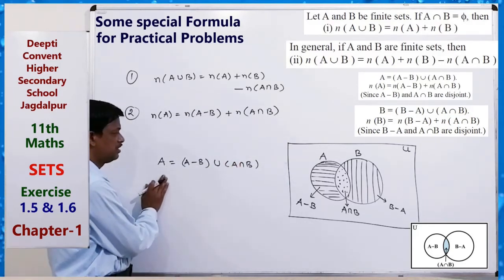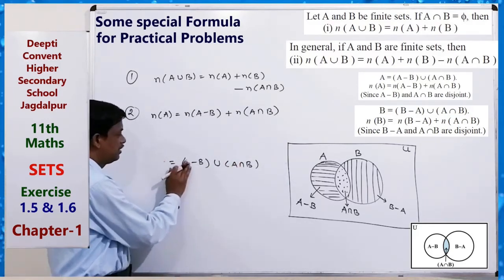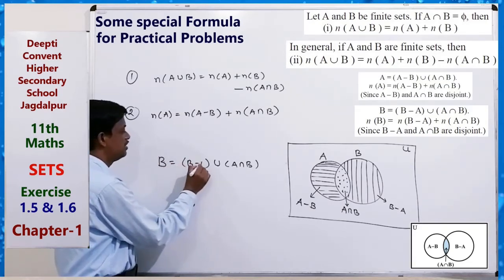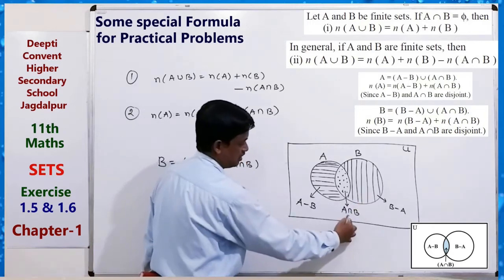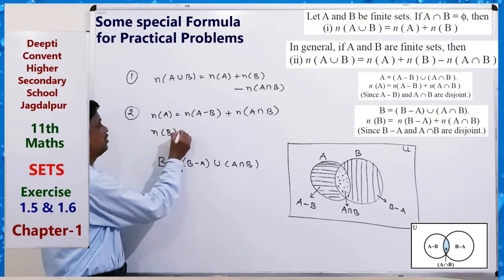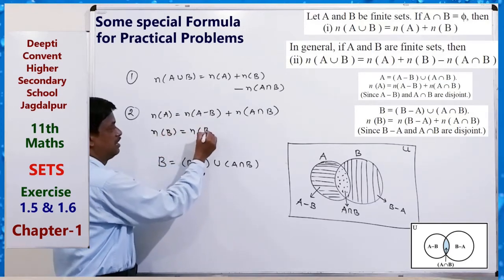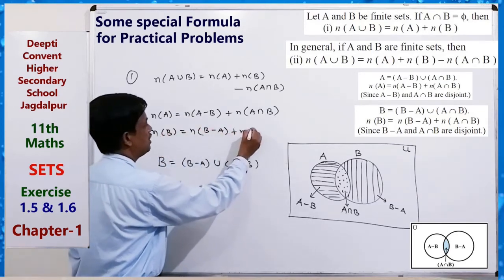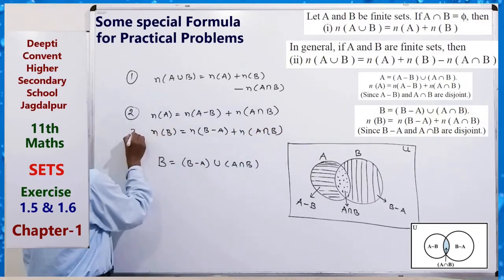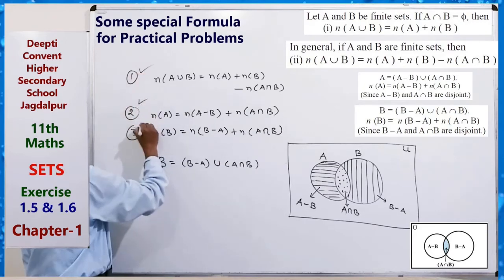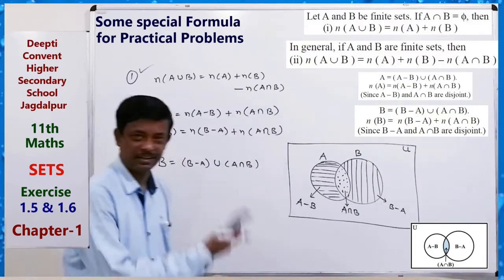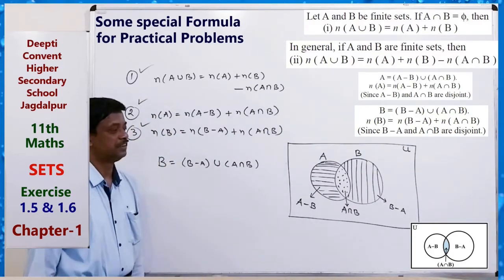Similarly, we can write n(B) equals n(B minus A) plus n(A intersection B), because B minus A and A intersection B are disjoint. So the formula is also n(B) equals n(B minus A) plus n(A intersection B). These formulas are very, very important for solving questions. Okay, practical questions. Clear?